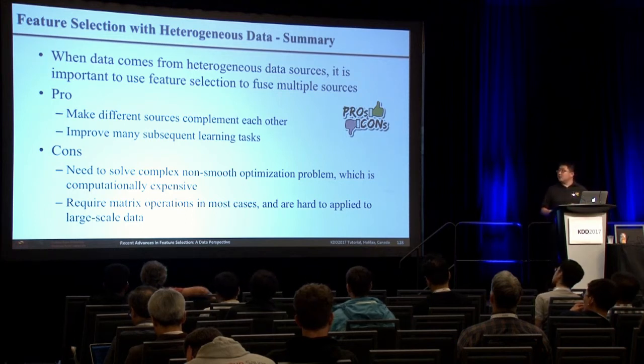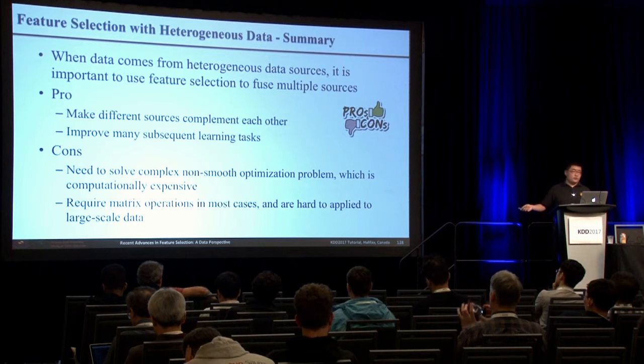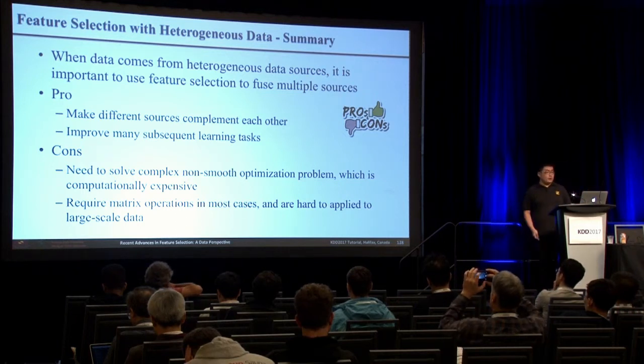However, there are also some limitations. The first limitation is that most algorithms in this family require solving complex non-smooth optimization problems. And this kind of optimization problem is often very difficult to solve, and the computational complexity will be very high.